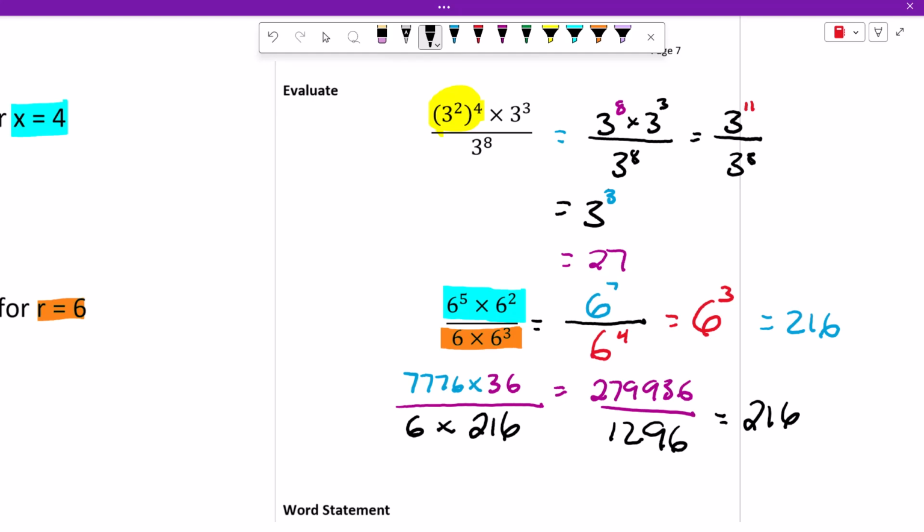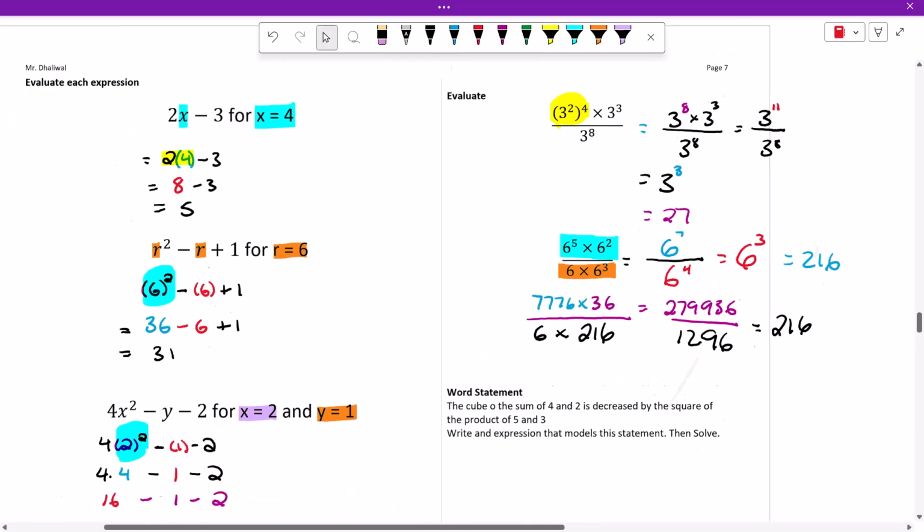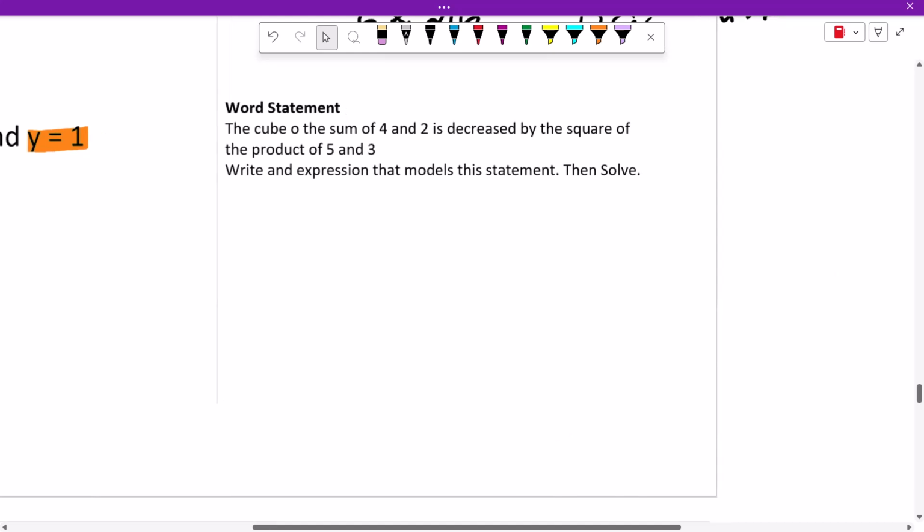What time is it? 9:22. All right, so let's do this question, then I'll think about the next part.